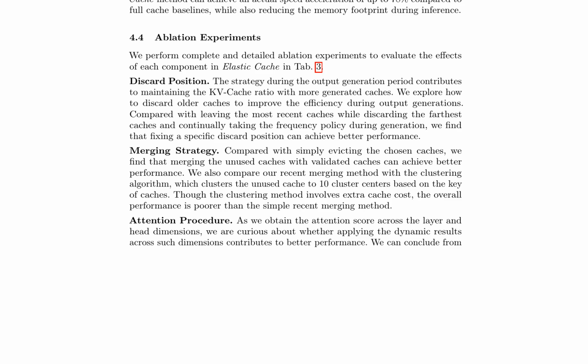The results reveal that fixing a specific discard position, using a cache merging strategy, and applying a dynamic attention procedure achieve better performance. Furthermore, the evaluation of importance metrics using moving average, mean, or sum shows that the sum importance metric yields the best performance. These ablation experiments demonstrate that elastic cache can achieve an actual speed acceleration of up to 78% compared to full cache baselines while reducing the memory footprint during inference. The experiments provide insights into the effects of each component in elastic cache, validating the design choices and highlighting the significance of each component in achieving improved performance.